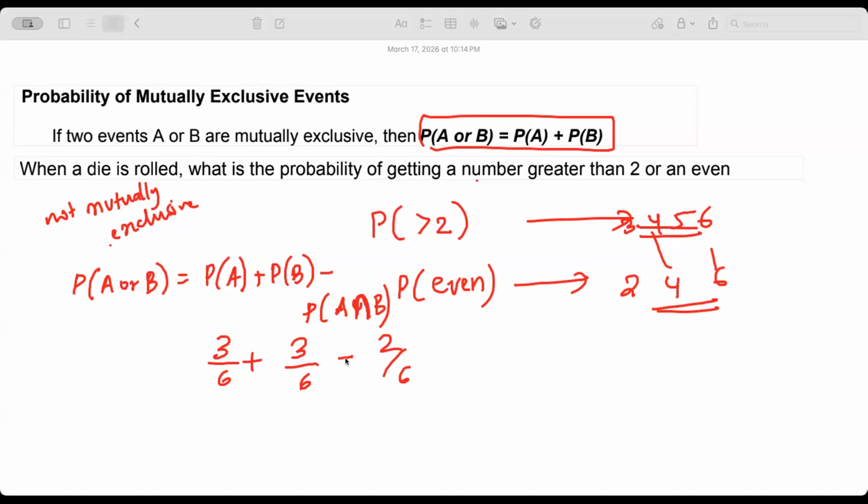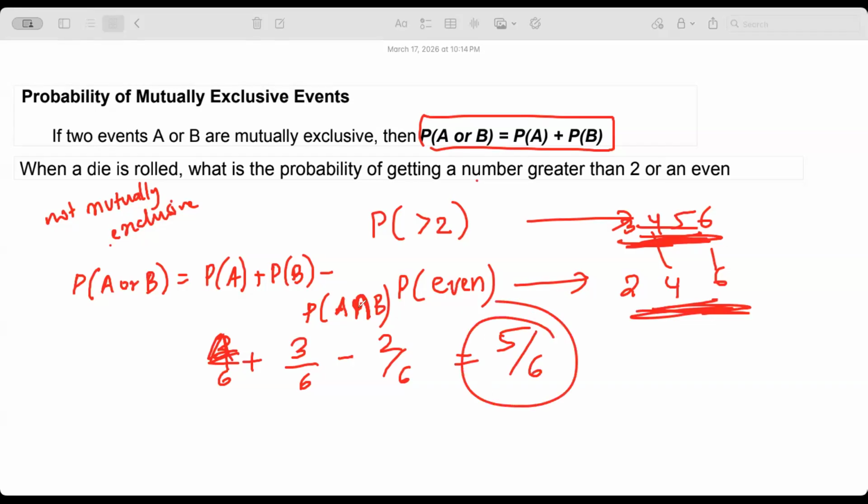What is the answer now? Probability of A or B. So I see 4 by 6, right? Is this not 4 by 6? 3, 4, 5, 6. This is 2, 4, 6. And then you subtract 2, which is common. So this is 5 by 6. Make sense? So the basic concept between mutually exclusive and not mutually exclusive, did you understand? Yeah, but the main thing they might ask is something like this.